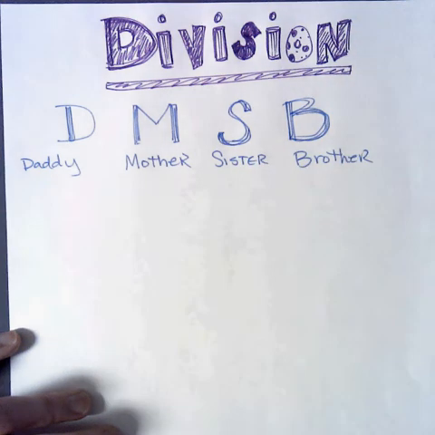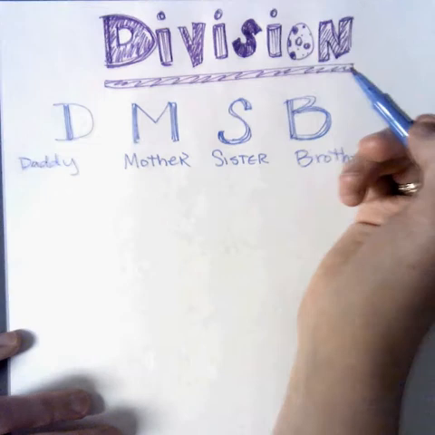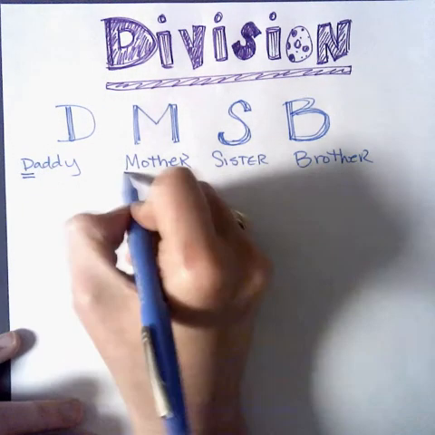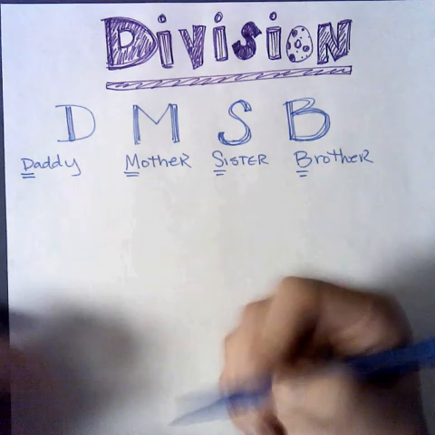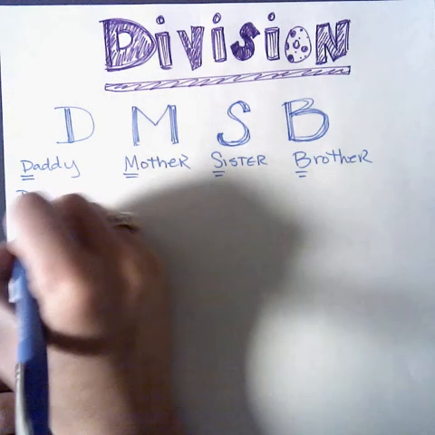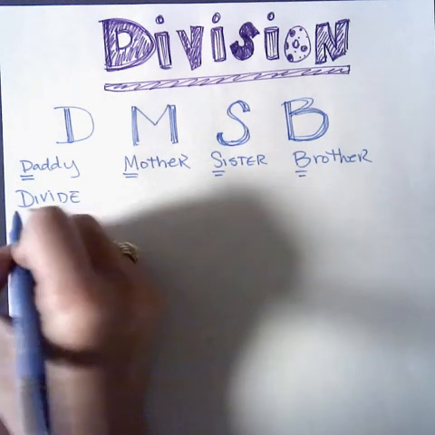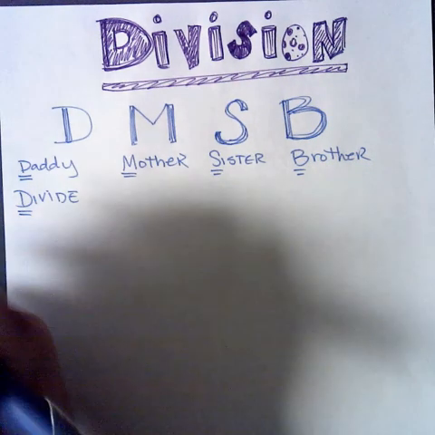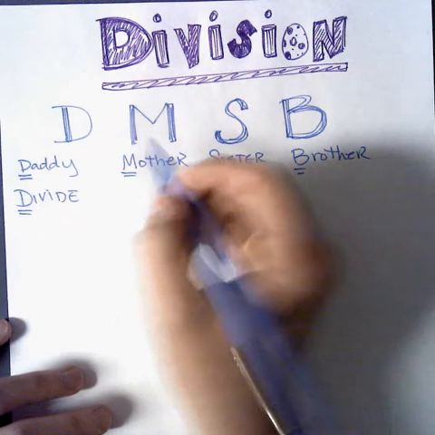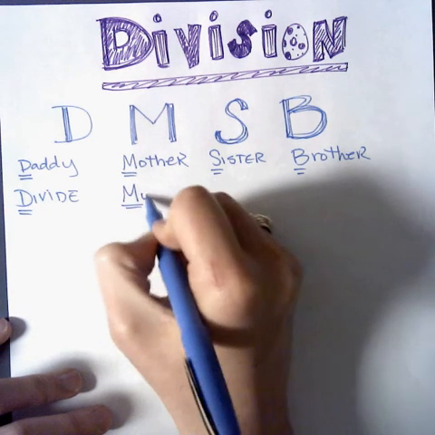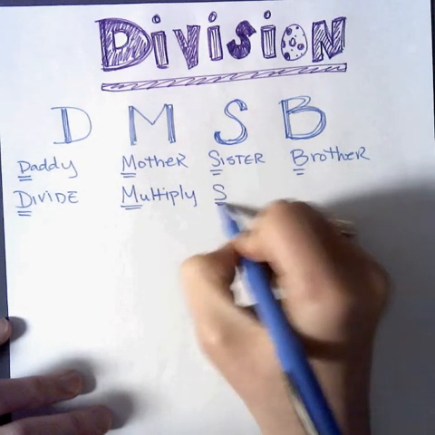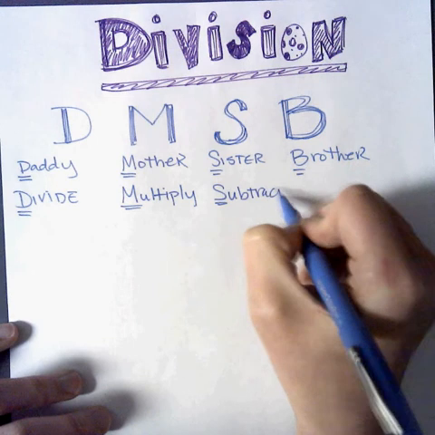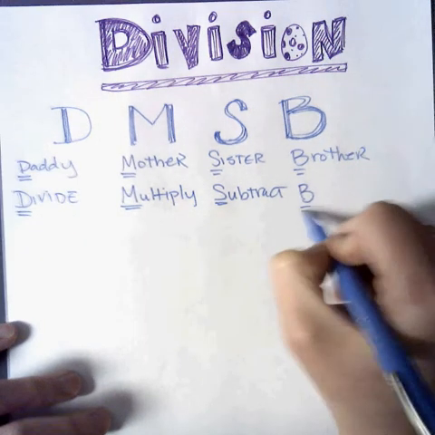And this is just to kind of help you remember the steps to dividing. Okay, so we have the D here, the M, S, B. Daddy, mother, sister, brother. Okay, and the D here is going to stand for divide. So as you know, the first step to dividing is we're going to take the first number and we're going to divide. Our next step is going to be to multiply, and I'll show you that here in a minute. We're going to then subtract, and then B is going to be bring down.